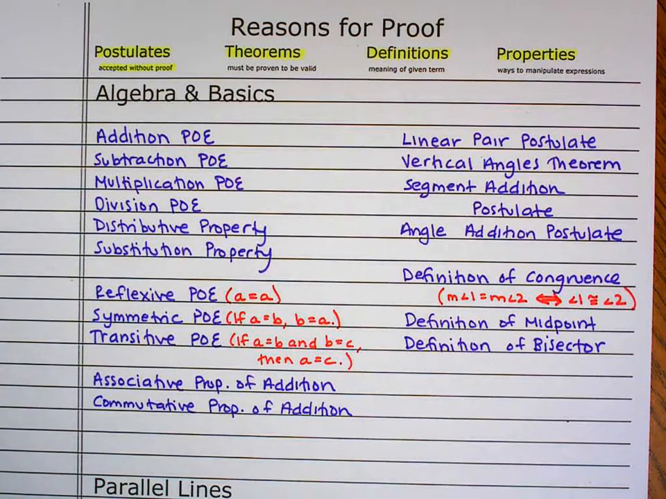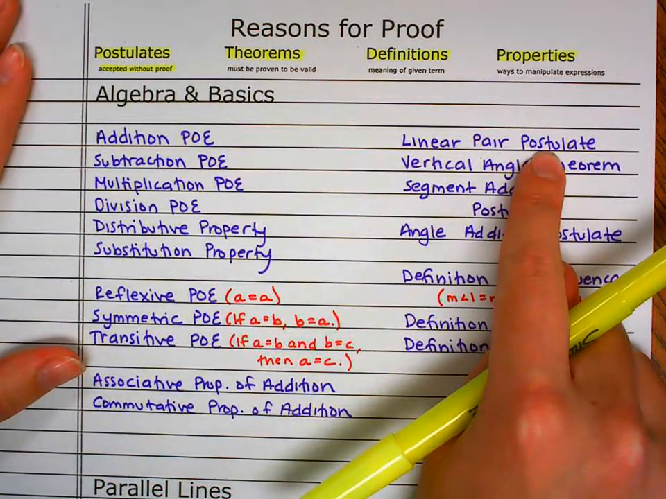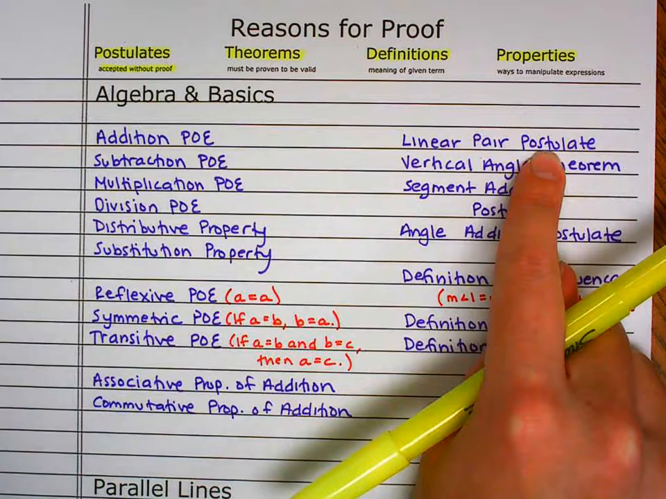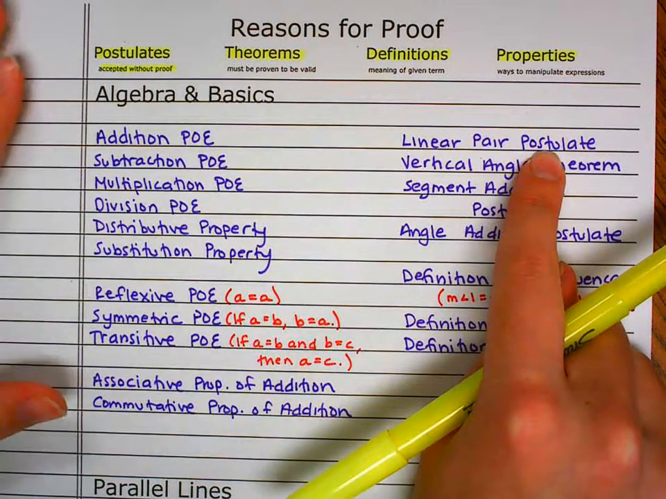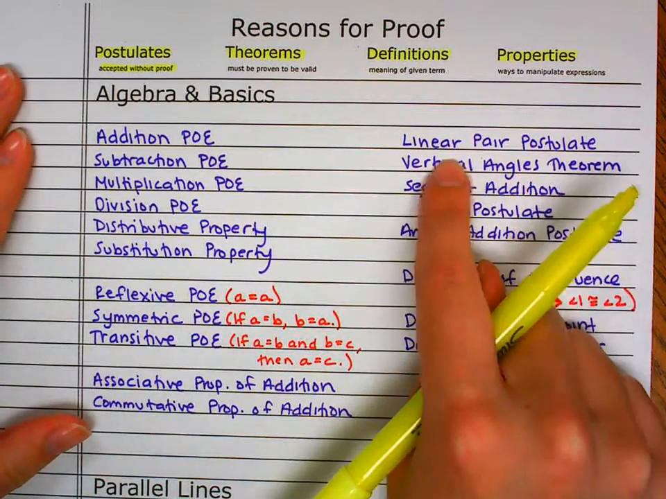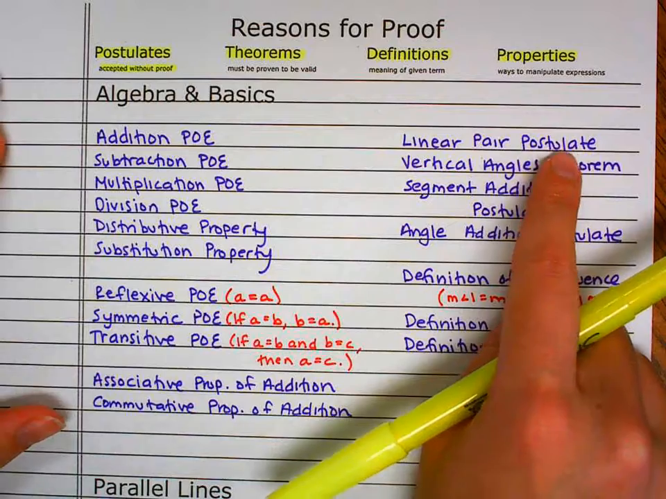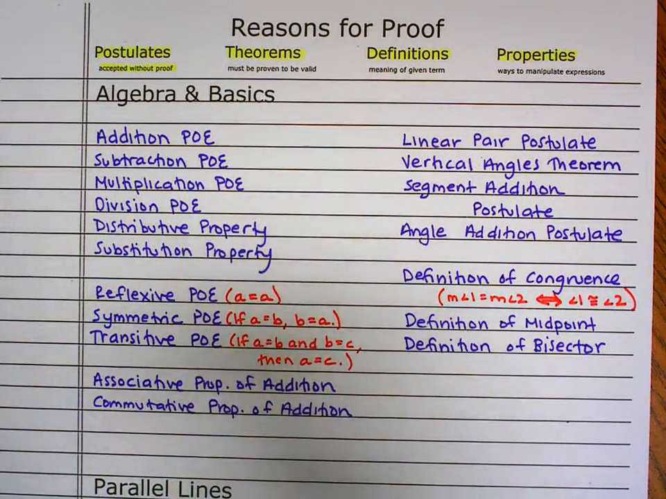A good example of a postulate is the linear pair postulate, which tells us that 2 angles that form a linear pair are going to add up to, their measures are going to add up to 180 degrees. That is our starting point. And we're going to use that to help us prove the vertical angles theorem. But there always needs to be a starting point. That's our postulate.